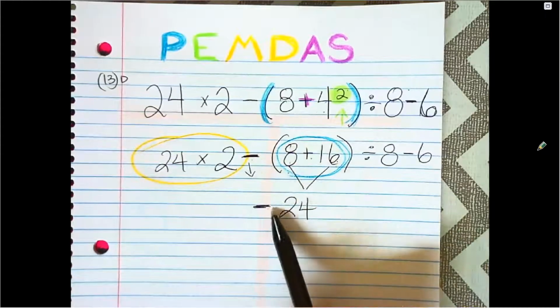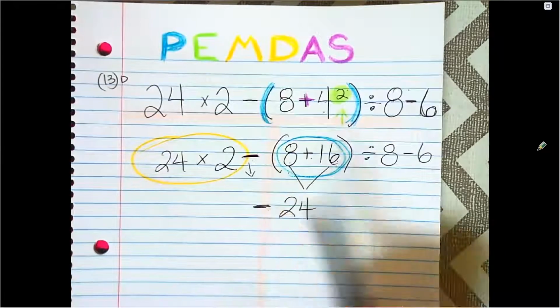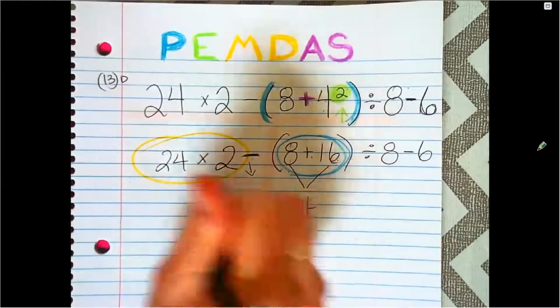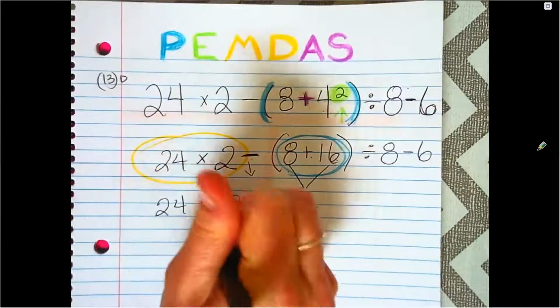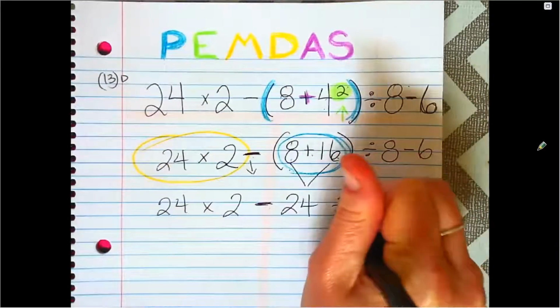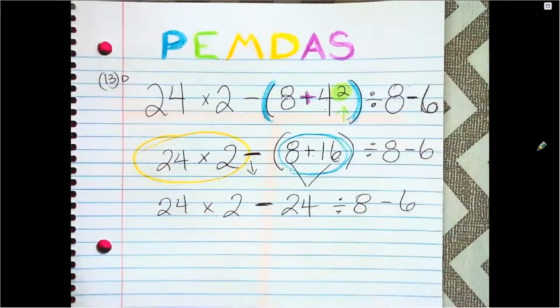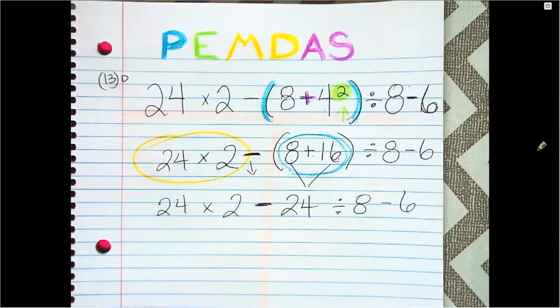So this subtraction sign is going to follow me down. I'm going to rewrite. Oh, I should have done that operation. Oh, well, that's okay. Divided by 8 minus 6. Notice there is no equal sign. These aren't equations. These are expressions.